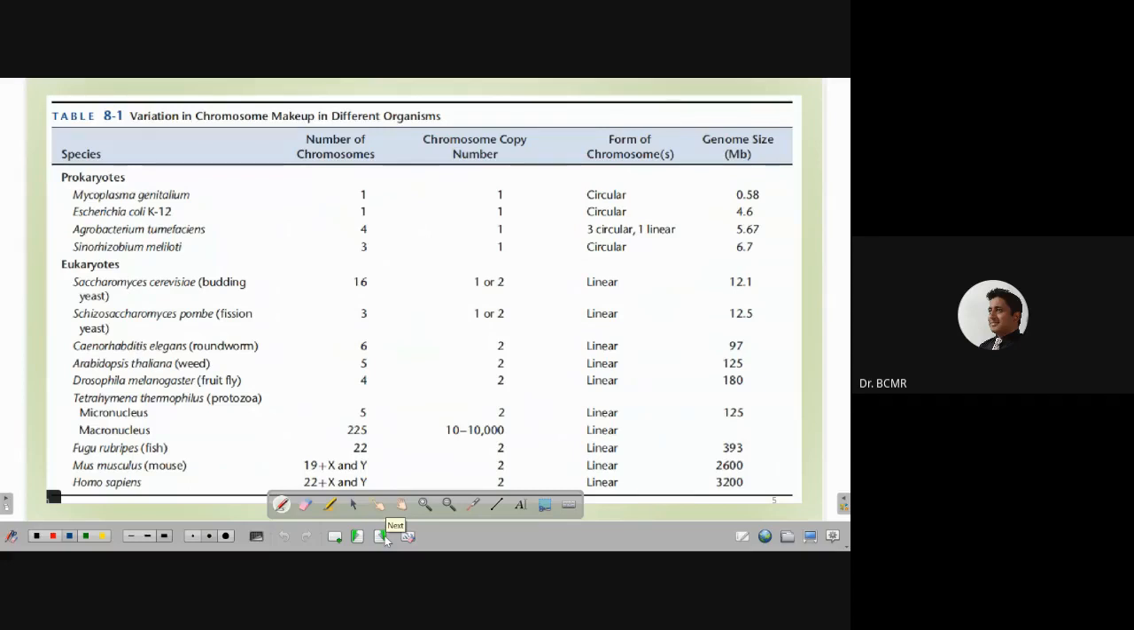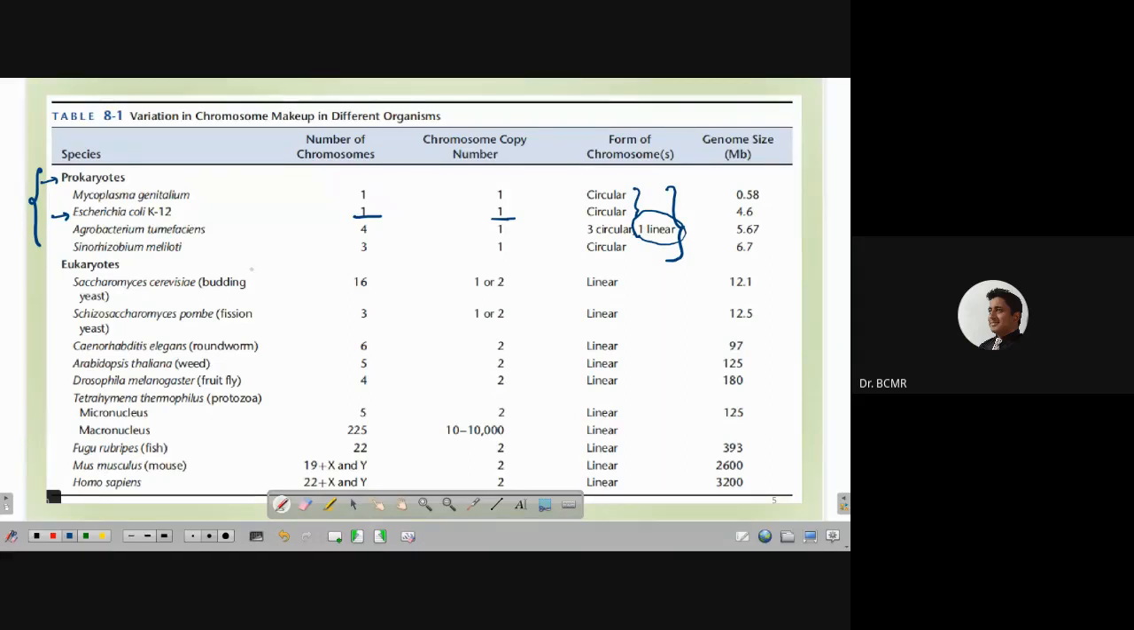So let's see a table. Whenever you come across a table within your textbook, please don't skip it. Try to have a look at it and try to analyze it a little bit. In prokaryotes, Mycoplasma, E. coli, Escherichia coli, that is the popular one. You see that they have a single chromosome each, and copy number is also one each. When you say copy number here, it's about whether it is haploid or diploid. And they are all circular. In all of the prokaryotes that you see, the majority of them are circular, and occasionally you may have something like one linear and so on.